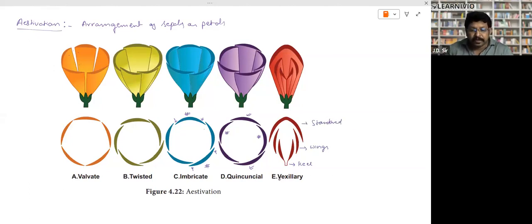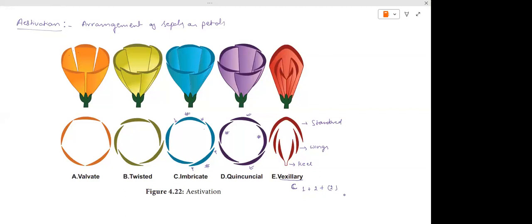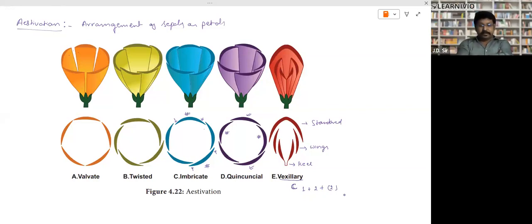In vexillary estivation, how will you write the corolla in the floral formula? One free, again two free, and two gamo. That's how we represent it. Tell me, is it clear or not? This is only for vexillary.